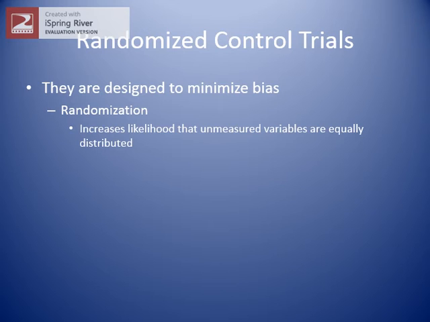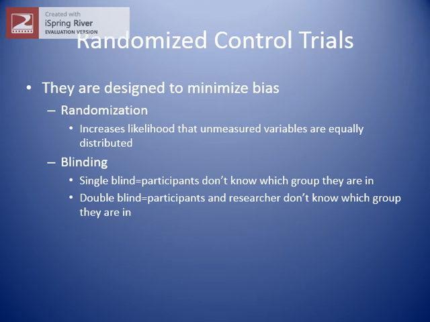If I don't randomly assign them and I have 80% females in one group and only 20% females in the other group, if I find differences between my 2 groups, it might be because there's different numbers of males and females, not because of the physical activity. So randomization is absolutely critical. I also do what's called blinding. There's 2 types of blinding, single and double blind.